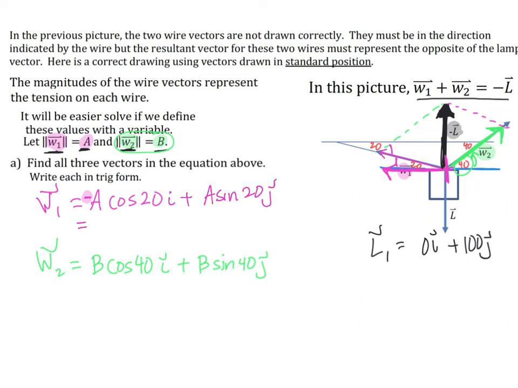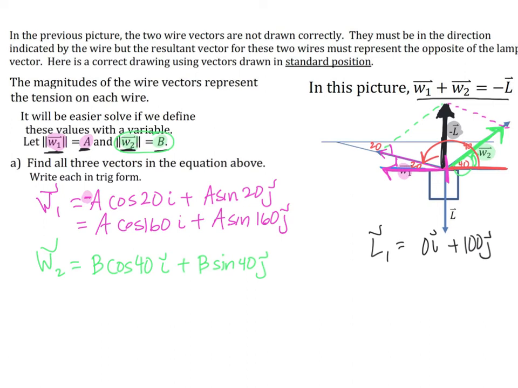Or perhaps the more proper way of thinking about it is that you are technically supposed to start from this positive x origin over here, and you're supposed to rotate, and that's supposed to be your angle that you're using for theta. So another option would just be to have A times cosine of 160 degrees I plus A times sine of 160 degrees J.